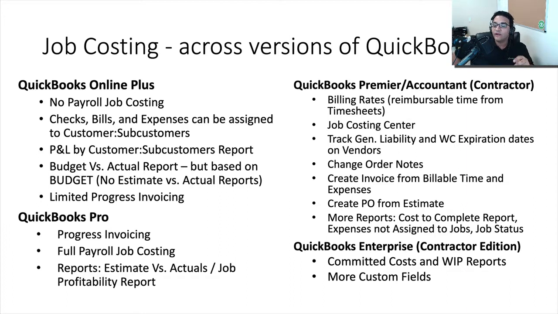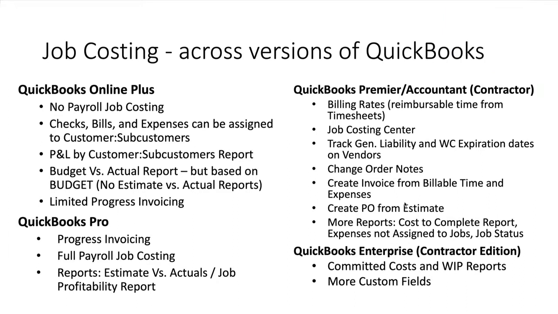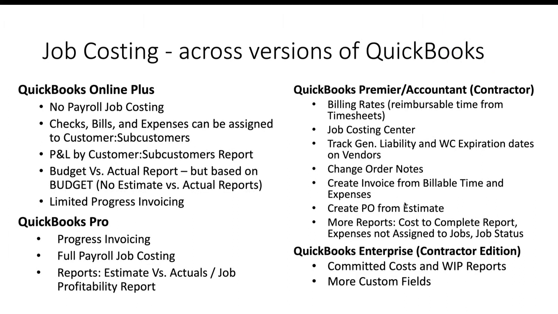And you can also create a purchase order straight from an estimate, which is a real powerful tool, because if you create an estimate that contains all your subcontractors, ideally you can plan all the purchase orders that you're going to be creating, or in some cases they call them work orders. And there are more built-in reports. There are additional built-in reports in QuickBooks Premier or Accountant. There's one called Cost to Complete. There's Expense Not Assigned to Jobs, and a job status report. And we're actually going to cover that as well.